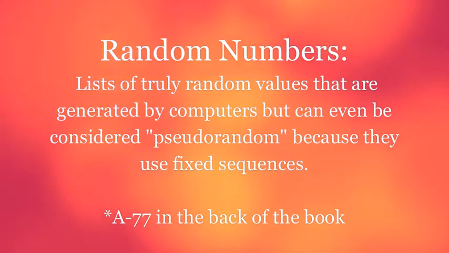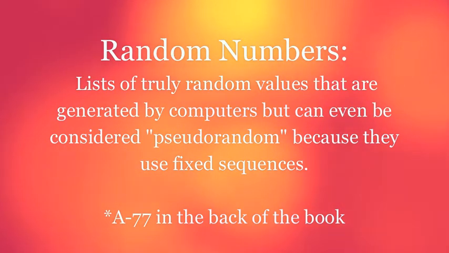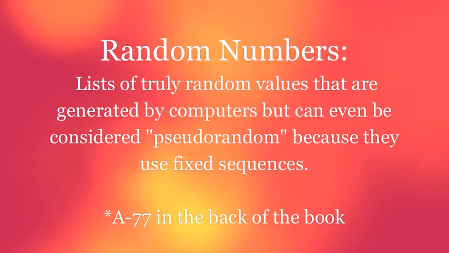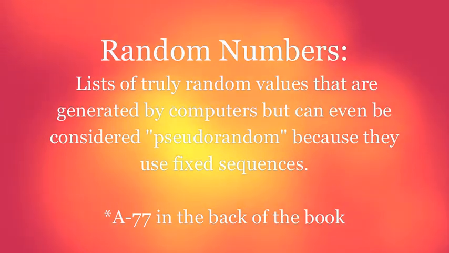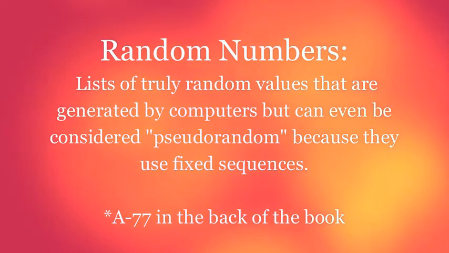Random numbers are lists of values that can only be generated by computers. However, even computer-produced lists are considered pseudo-random because they use a fixed sequence. So you may be wondering how we can get numbers that are truly random. Well, for the purpose of this video, we will refer to the random numbers table located on page A77 in the back of the textbook.